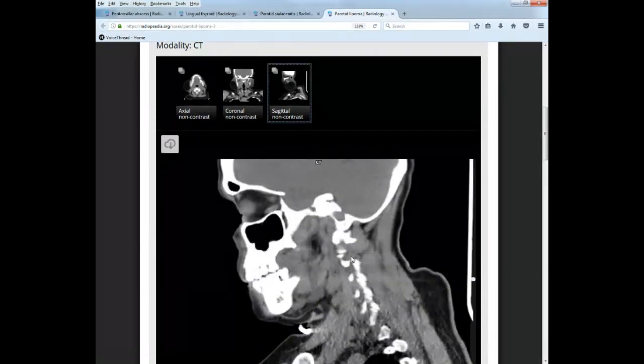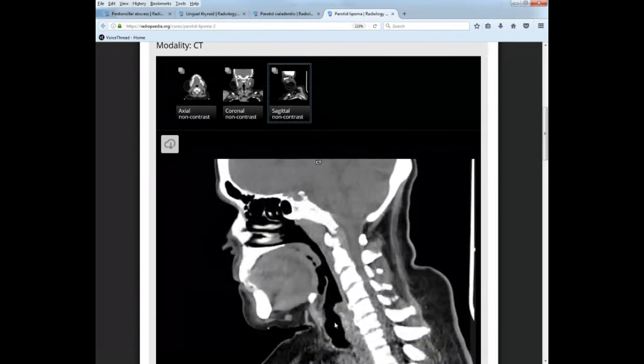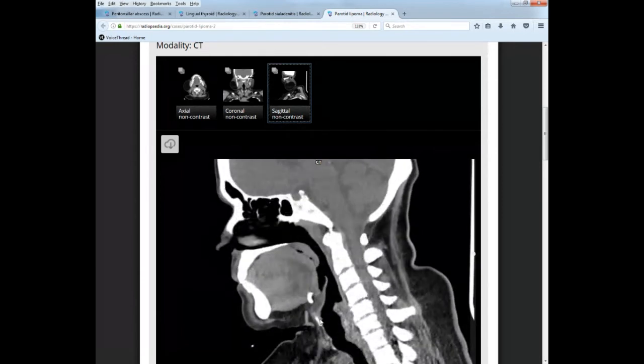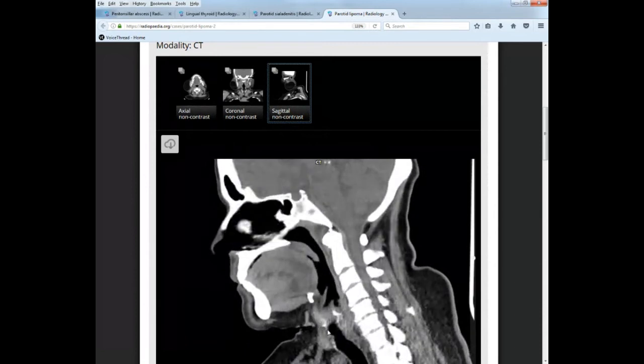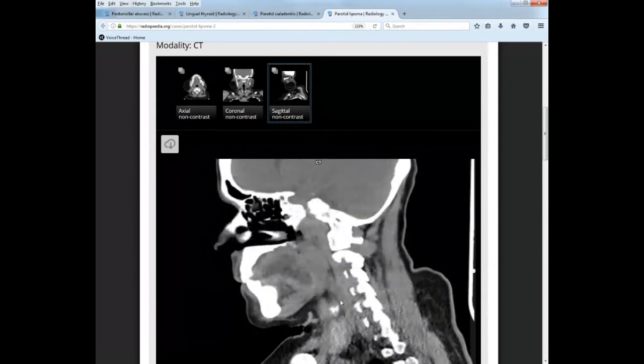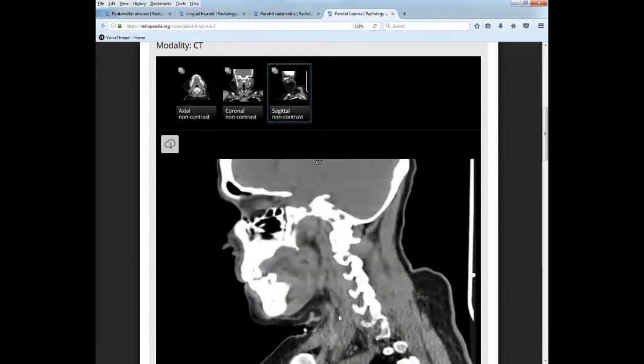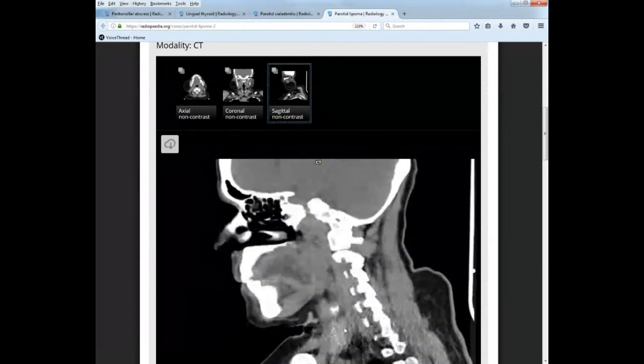Sagittal view, we can go over and look. Hyoid bone, here's your thyroid cartilage there. Can't quite see it as well here.